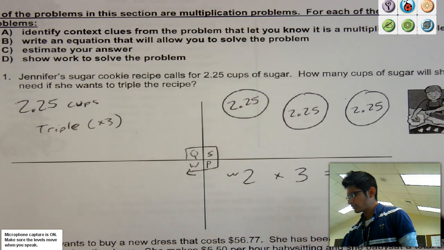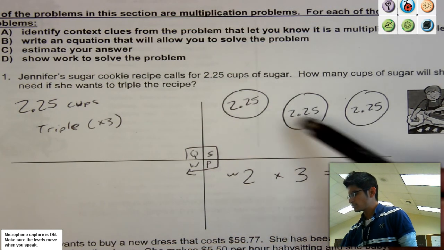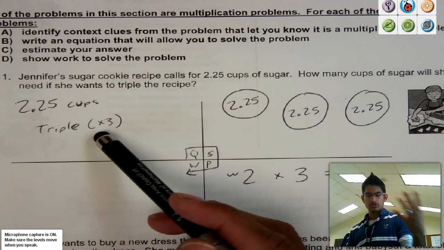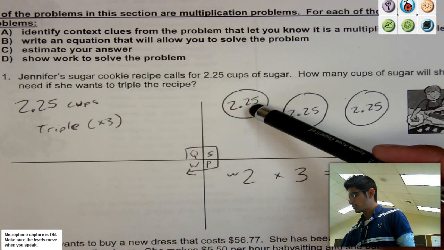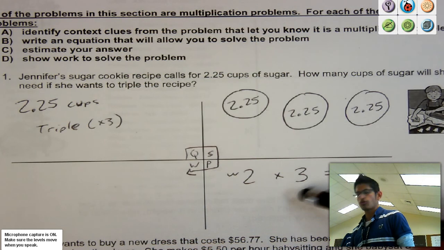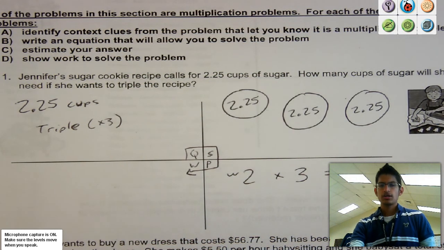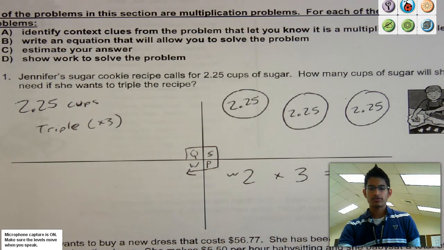All right, so in my next box, I have 2 and 25 3 times, because triple means she's going to do it 3 times. And then for my prediction, I said I'm going to round this to 2, and I have 2 times 3, so my answer should be around 6 cups. So I want to triple that, which means I want to multiply it times 3.